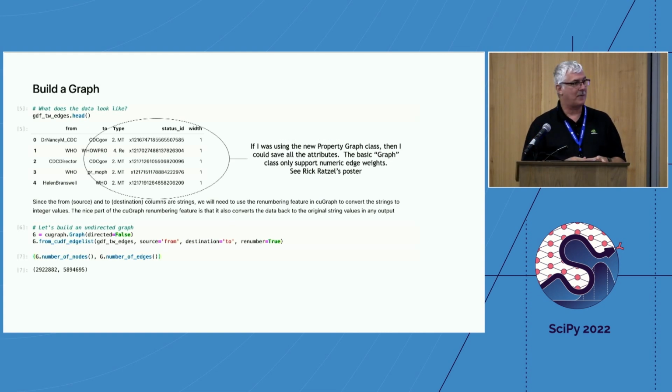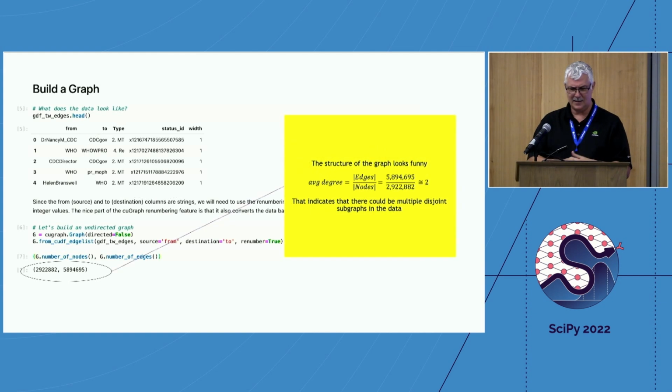We also have a new property graph coming out, so I could have taken all these other fields and added them to my graph, but I'm not going to get into that yet. Rick Ratzel has a poster, a virtual poster, so there's a PDF out there that you can read about where we're going with property graphs.